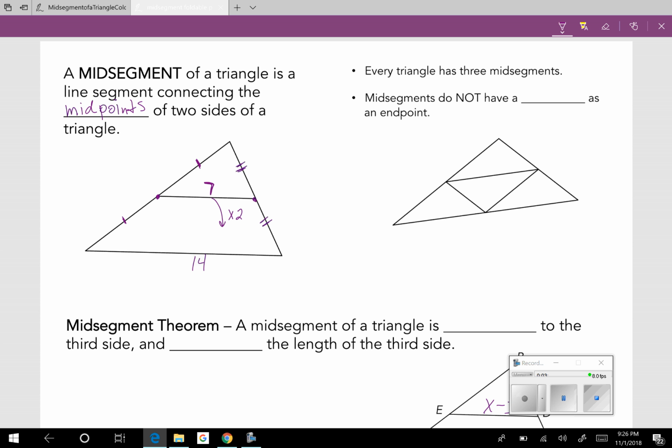Okay, every triangle has 3 mid-segments, and they're shown here in this picture. And mid-segments do not have a vertex. Remember, vertex means corner. They do not have a vertex as an endpoint, so you can't have a mid-segment that ends in one of the corners of your triangle. That just doesn't work.